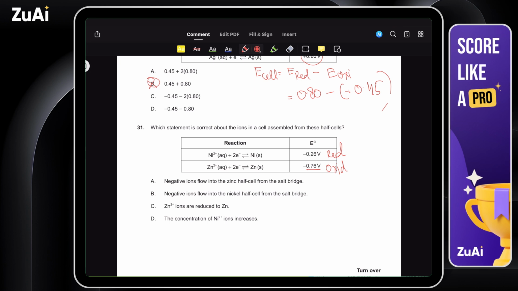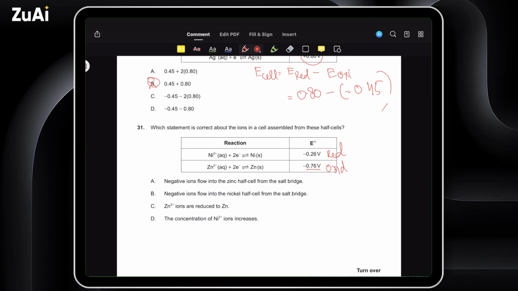So negative ions flow into the zinc half cell from the salt bridge. Why? Because of the salt bridge, the negative ions flow towards the zinc. Why? Because zinc gets oxidized, so there the positive charge is higher. So the salt bridge gives the negative ion so that the positive ion is compensated by the negative ion, and the process keeps going to take place.